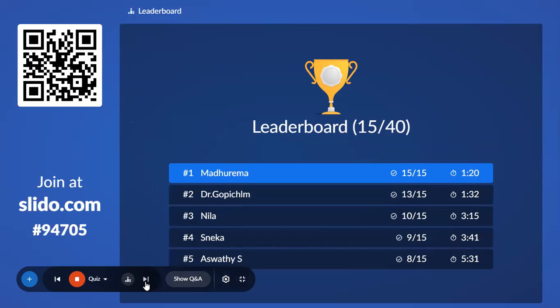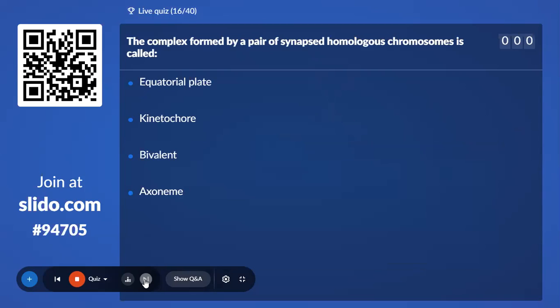Good going, Madhurema. Good going. We have 15 on 15 with Madhurema, then Dr. Gopi 13 on 15, Nila 10 on 15, Sneka 9 on 15, and Ashwati 8 on 15. I don't know whether other players are there or not. All of these 5 players are there. Anyway, I am satisfied with today's results with the first 3 positions. 16th question on the screen.